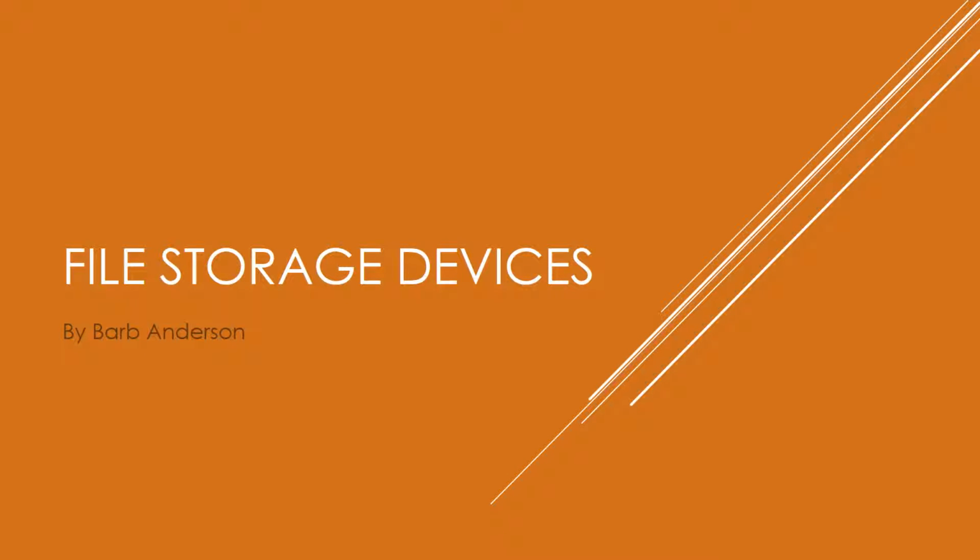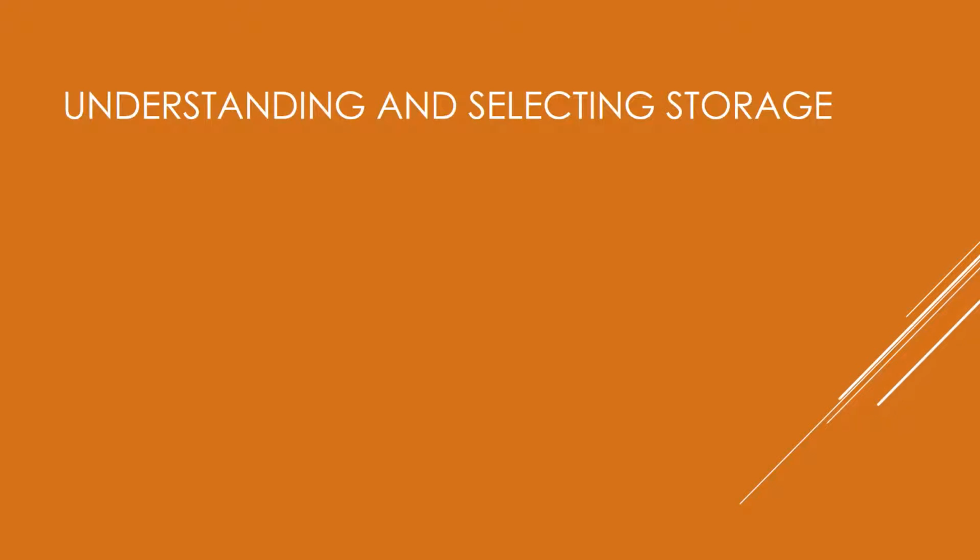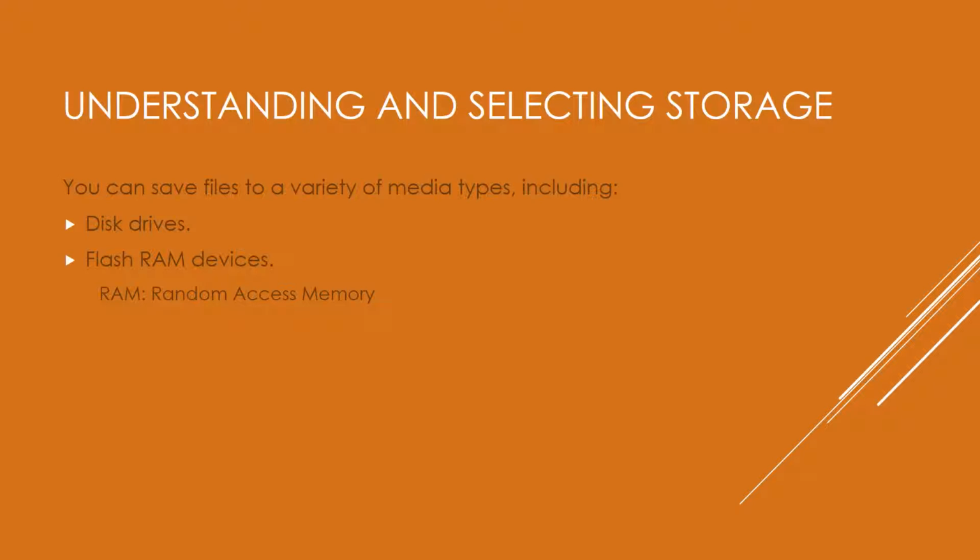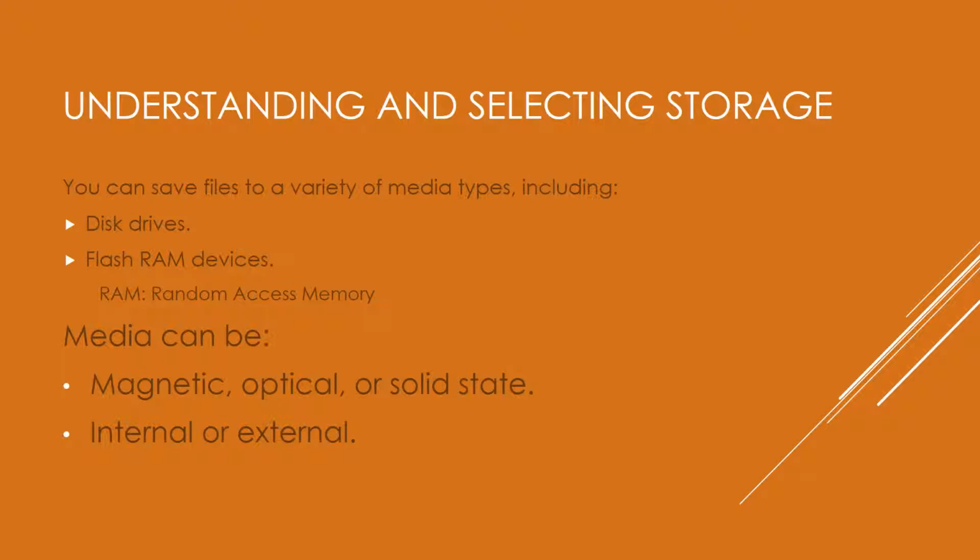Okay, I want to talk about file storage devices, and the first thing is understanding and selecting different storage devices. There are a variety of media types for storing files. You have disk drives, and you also have flash RAM devices, RAM standing for random access memory. So media can generally be categorized as magnetic, optical, or solid state. And also, media can be internal, inside the computer, or external storage devices that you plug into the outside.